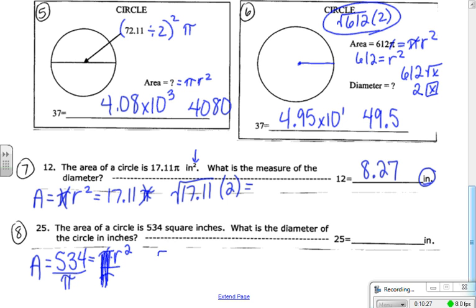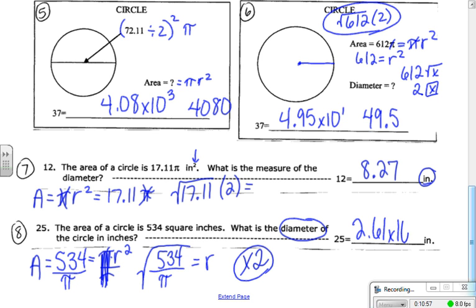So we have 534 divided by pi, and then that's r squared. So to undo our square, we have to square root, and that's our radius. But we don't want the radius, we want the diameter. So once you find what r is equal, then you need to multiply it times 2. That will double it to get your diameter, which will be 2.61 times 10 to the first, which you can also write as 26.1. Okay, let's move on to the second page.